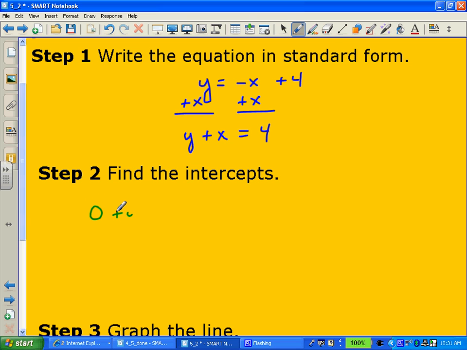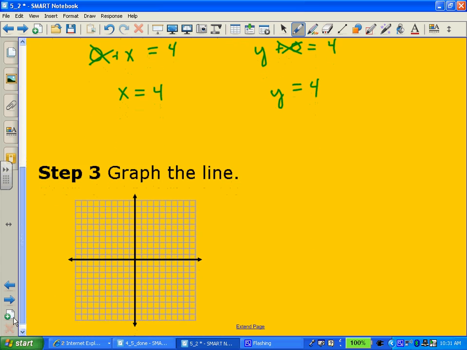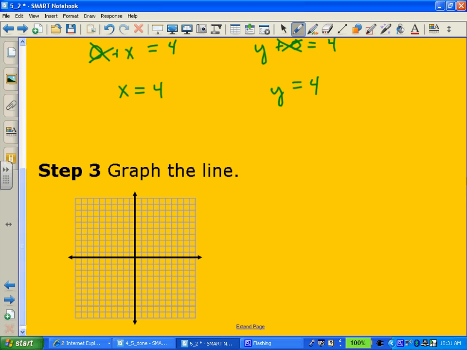To find the x-intercept, I'm going to make y 0. I should say x. So 0 is gone. I just have x equals 4. That one was pretty easy. And then to get the y-intercept, I make x 0. So the 0 doesn't matter, so I just have y equals 4. So my x and y intercepts are 4.